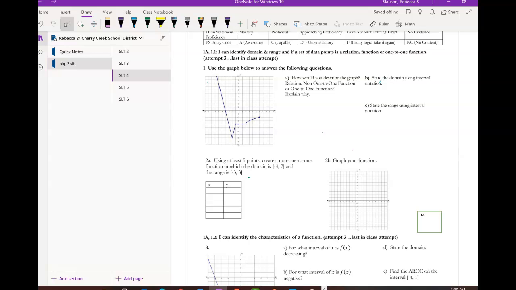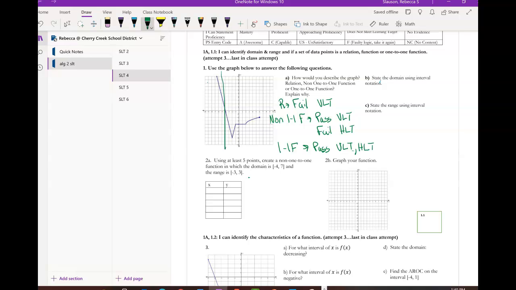So let's just remind ourselves of what the things are. In a relation, it's going to fail the first test, the vertical line test. In a non-one-to-one function, it will pass the vertical line test, but it will fail the horizontal line test. And in a one-to-one function, I'm abbreviating here, it will pass both tests. So let's see which test it passes. And I always start with the vertical line test.